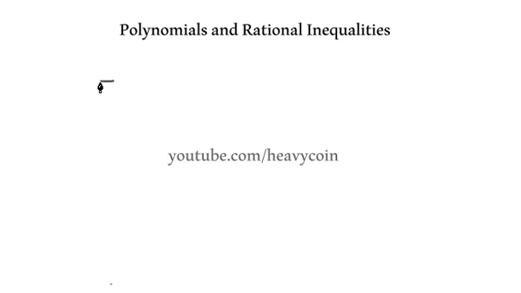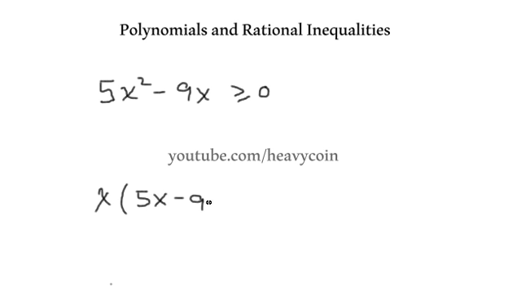We've got 5x squared minus 9x is greater than or equal to 0. Alright, so this is an easy one here. I'm going to factor this x out. We're going to be left with x times 5x minus 9 is greater than or equal to 0.